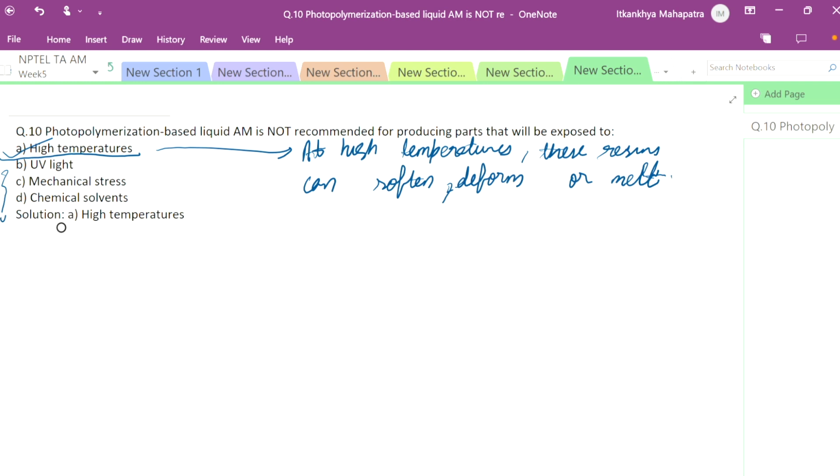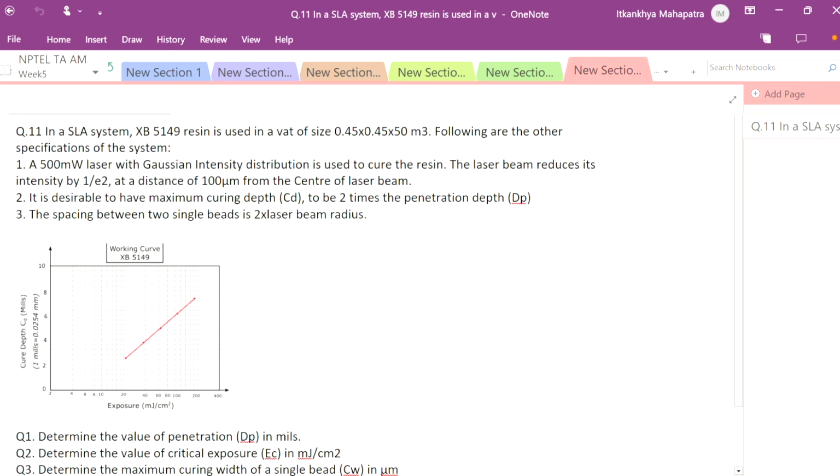Okay, so now we will solve the numerical question. This is the lengthy question which you must have come across in assignment 4. Any queries or doubts?